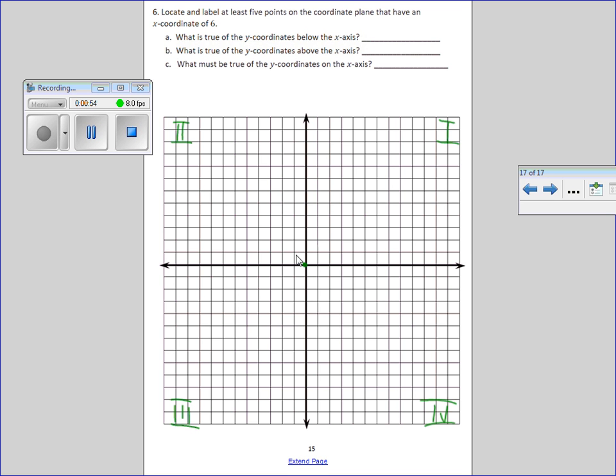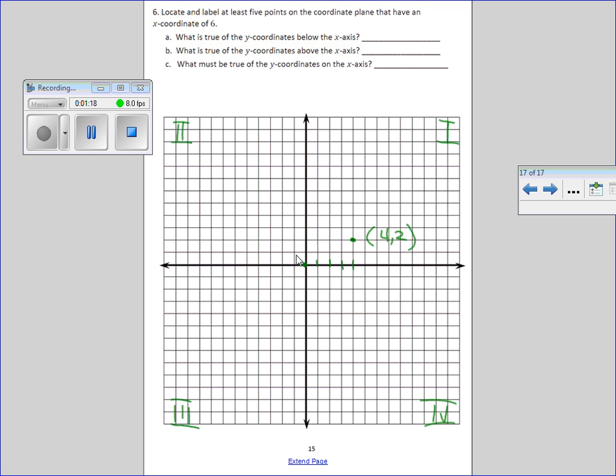So if I go into 4, 2, that's positive 4. 1, 2, 3, 4. And positive 2, is that up 2 or down 2? Lil? 1, 2. I'm going to make my point. I'm going to label it 4, 2, and that satisfies the task.